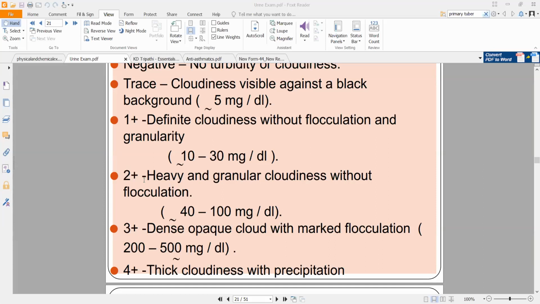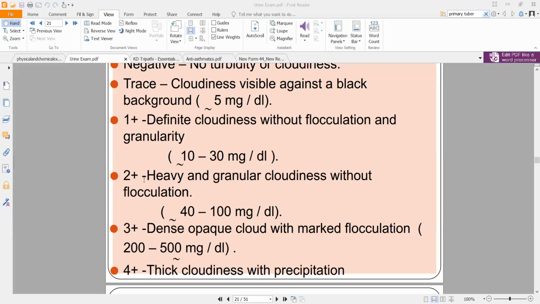All right, you need to agitate the solution to distribute those proteins evenly. This will indicate generally that the amount of protein in the patient's urine is around 200 to 500 mg per dl. That's a 5-time increase from +2. That's a significant increase. Then +4 is when you see thick cloudiness.